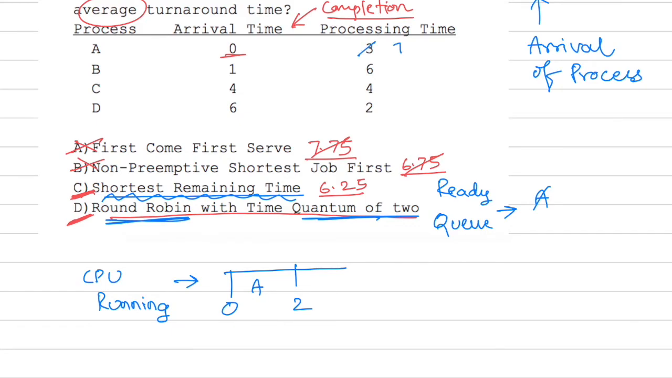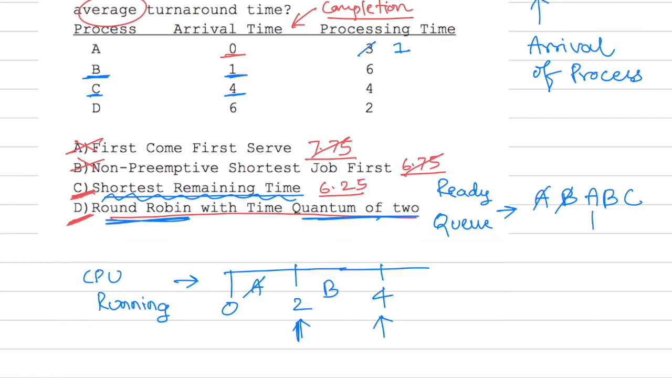So its processing time will become 1, it will reduce by 2, and then by the time it reaches 2 seconds, B has already arrived into the system. So B comes here, and then at this point A goes back into the ready queue, and B gets the CPU. Now B runs till 4, and at the 4th second B also will be moved out of the system, and C has also entered the system at the 4th second. So B goes out because of the time quantum, and C enters the ready queue.